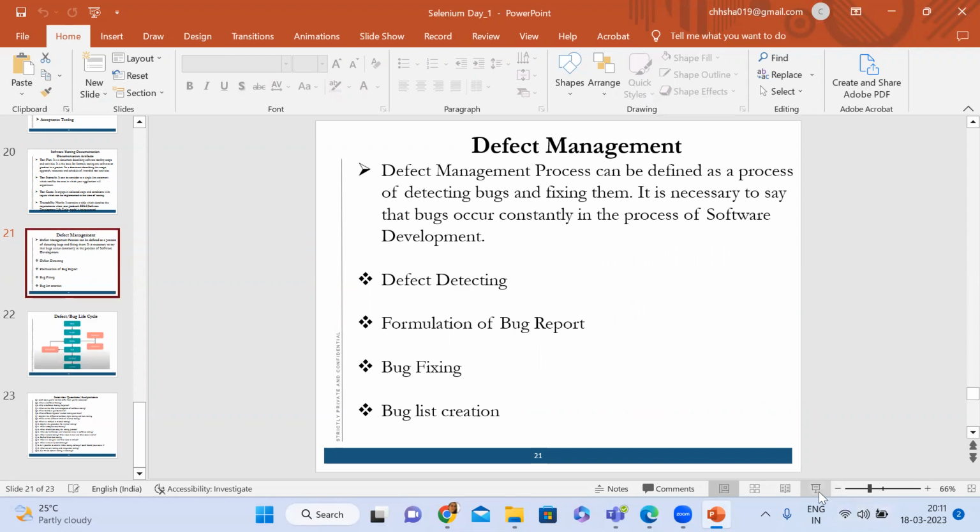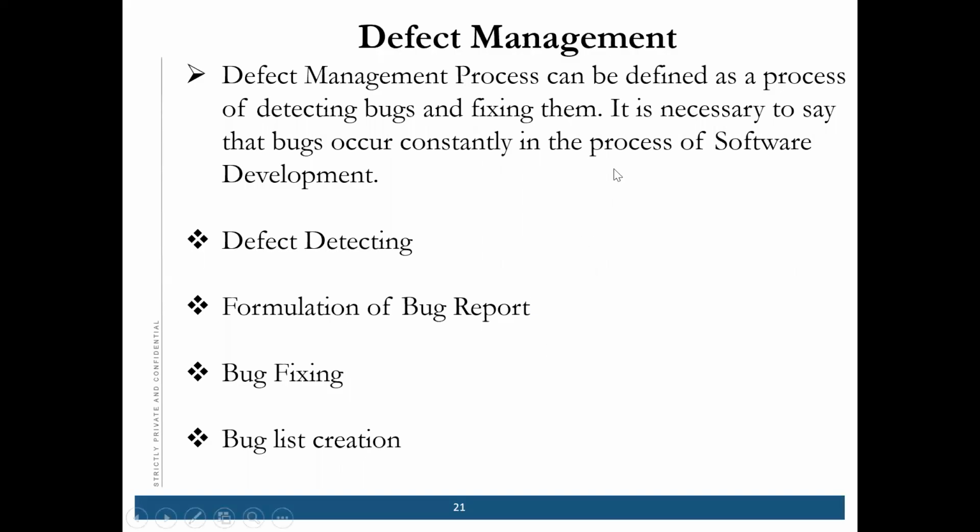Okay. So coming to defect management, the process can be defined as a process of detecting bugs and fixing them. It is necessary to say that bugs occur constantly in the process of software development. So what is defect management? It is managing defects. There is a separate team for managing defects, sometimes one person or sometimes a group of people.